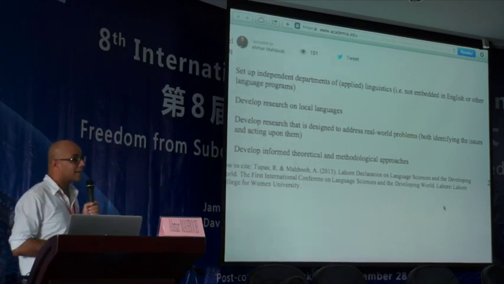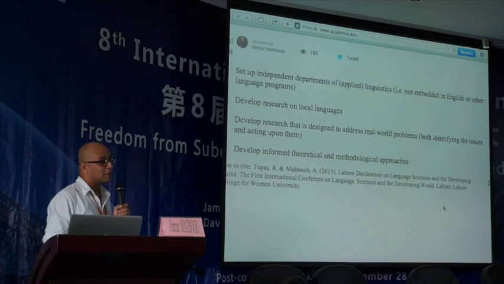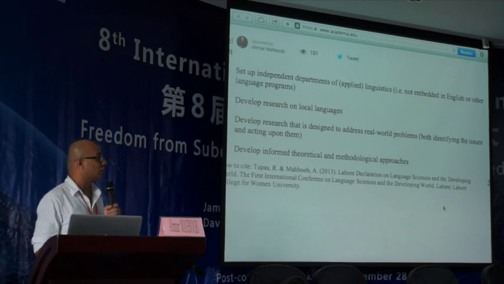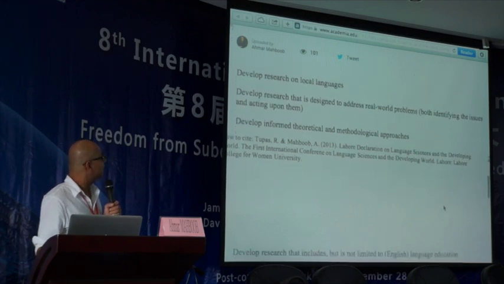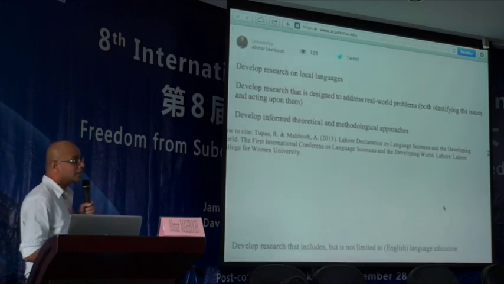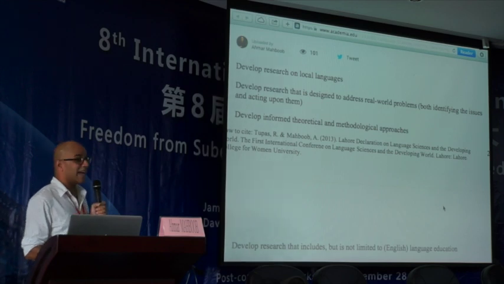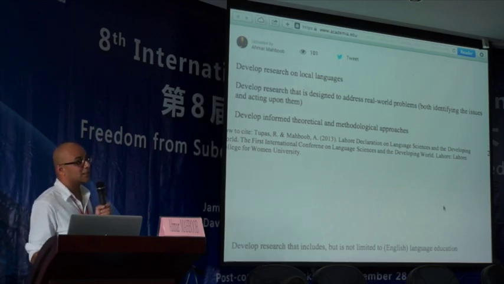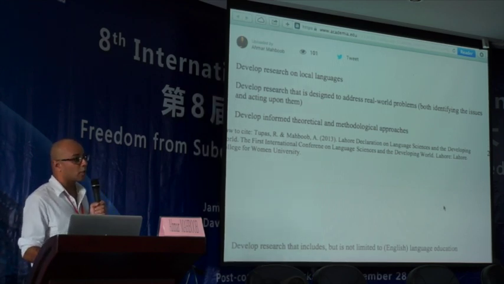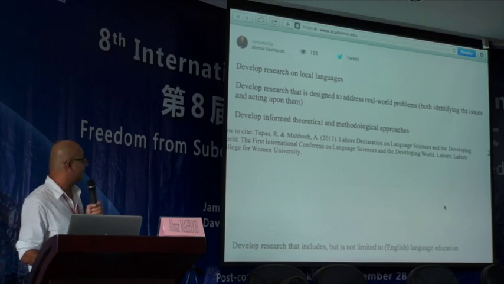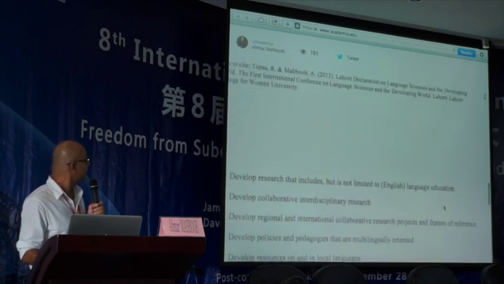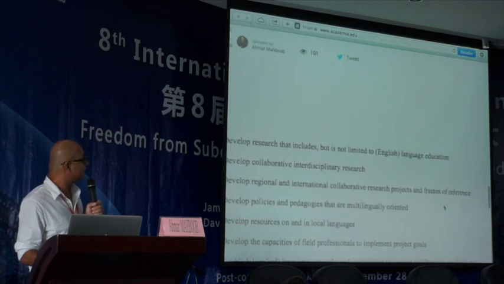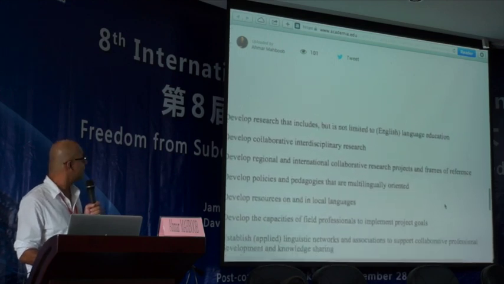Develop research on local languages. A lot of departments of linguistics don't actually do that in many parts of the world. They focus essentially on English or another colonial language. Develop research that is designed to address real-world problems, both identifying the issues and acting upon them. So the purpose is not simply to document the problem, but actually to look at ways of addressing them as well. Develop informed theoretical and methodological approaches. Develop research that includes but is not limited to language education.